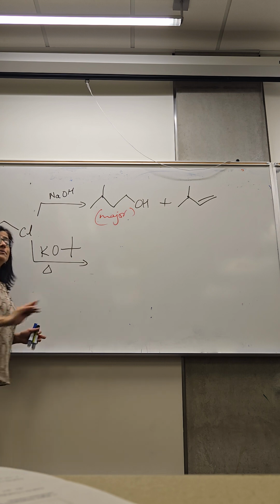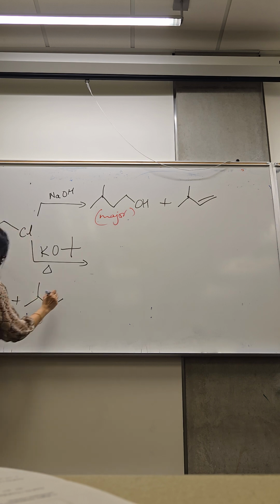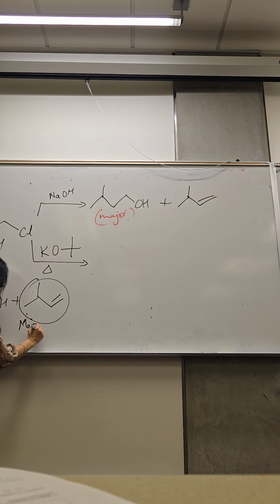Will there be some E2? Absolutely. You can't stop it. But SN2 will be major. What if, though, I did this? I say sodium hydroxide, but then I add heat to it. Then it would go under E2. So we still have the same two products, but now this one is expected to be major, because high temperatures push the pendulum more in the direction of elimination.